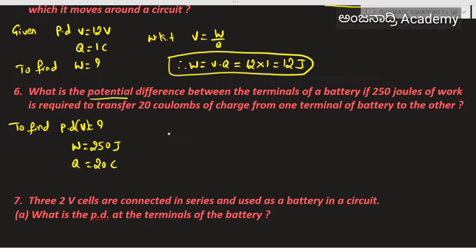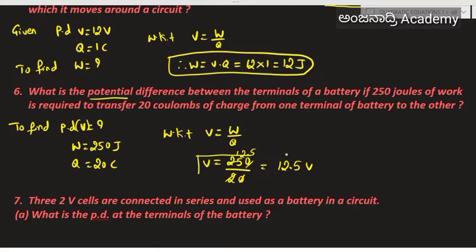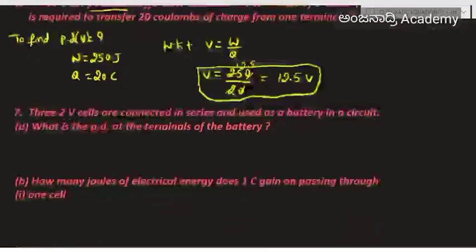See, that is potential difference. We know that potential difference V is equal to W divided by Q. W is 250 and charge is 20. This 0 cancels. 25 by 2, that is 12.5 volt. Potential difference is 12.5 volt, the answer for the given question. Let us move to the next question now.